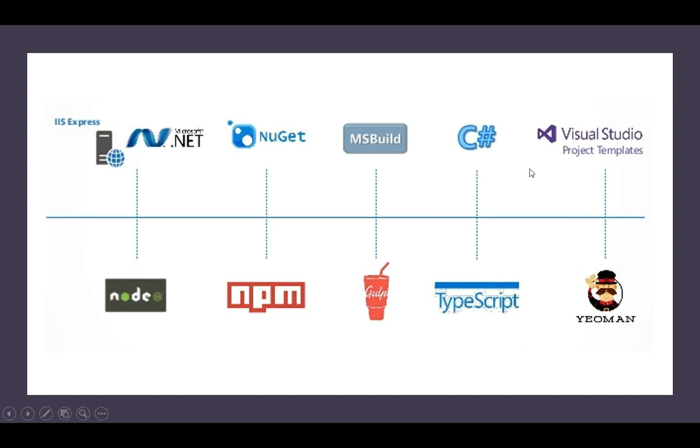But here's a little comparison chart from where we were with .NET. Now we're Node, NuGet is now NPM, MS Build is the Gulp task, C# is TypeScript typing, and then Visual Studio templates. When you say, oh, I want to build a new branding package, or I want to build a new web part, Yeoman is now the framework and the scaffolding for that.